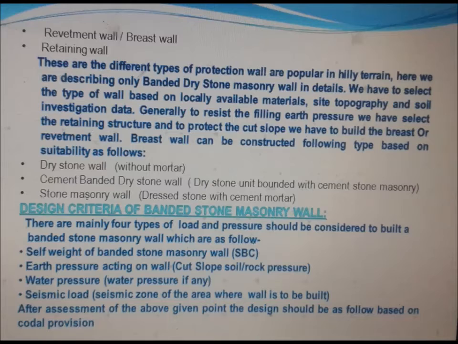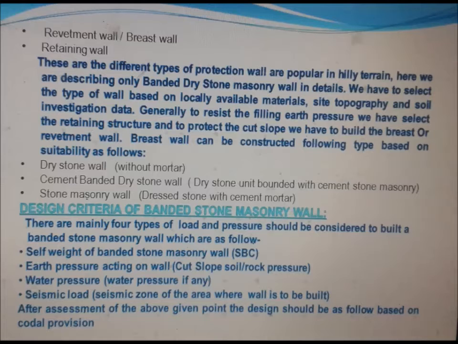As we have seen, there are two types of structure commonly used for protection work. Number 1, revetment wall or breast wall to support the cut slope. And second, retaining wall to retain the filling materials. These are the different types of protection wall popular in hilly terrain. Here we are describing only banded dry stone masonry wall in detail.